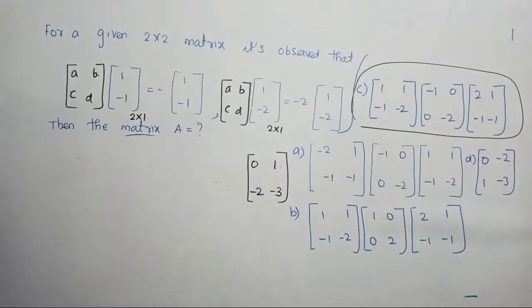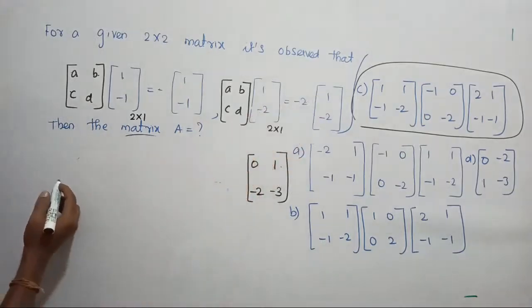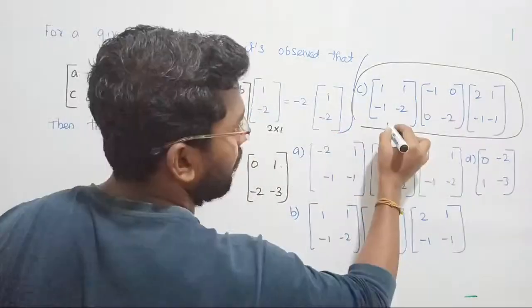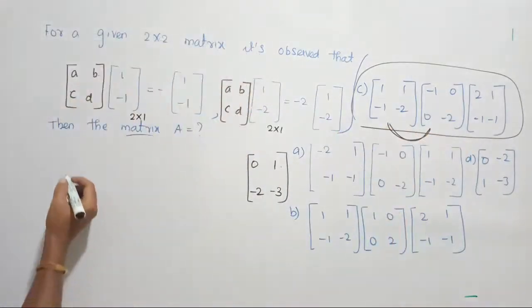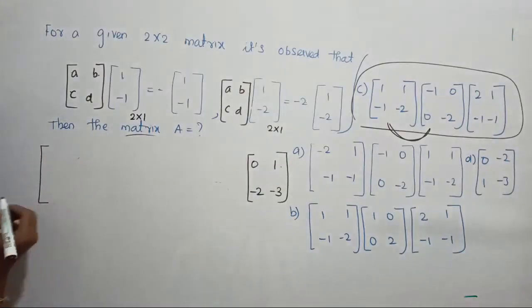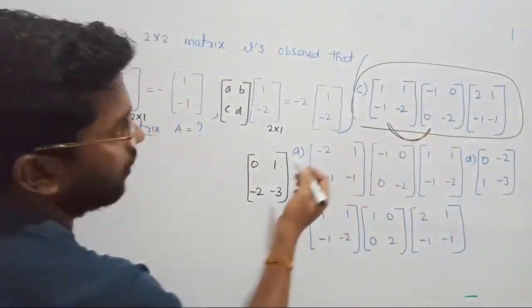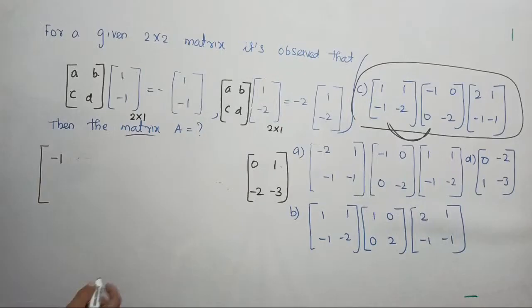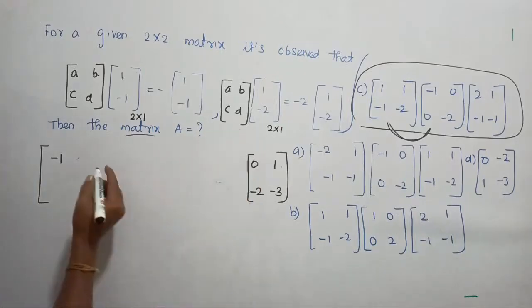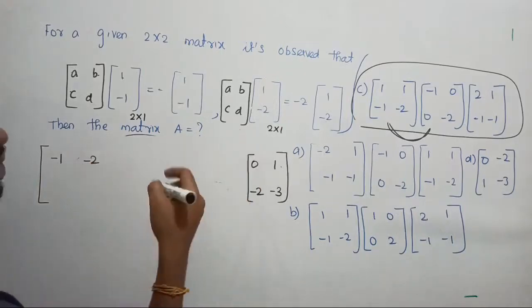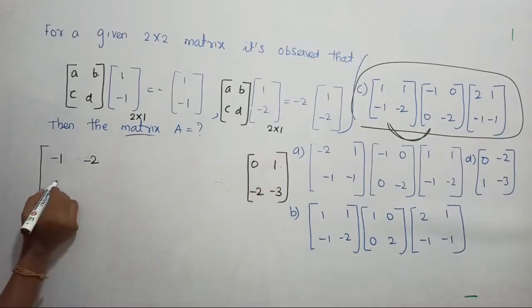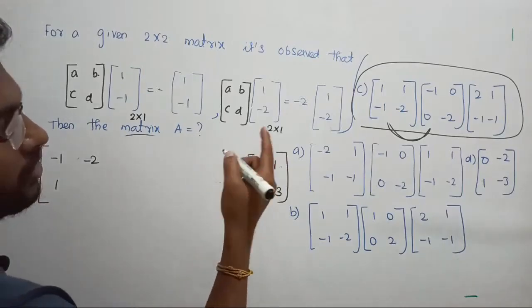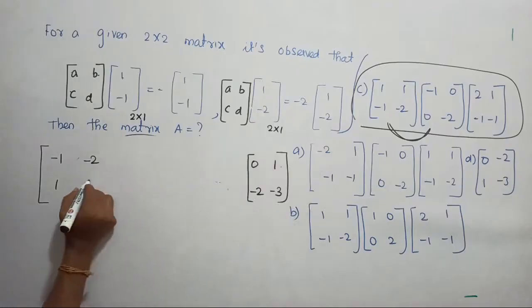Let's check. Take option C and multiply. See, in option C first I will do multiplication. Multiply the two matrices. If I multiply those two matrices, that will become first row with the first column. 1 into minus 1 plus 0 into 1 will become minus 1. 1 into 0 plus 1 into minus 2 will become minus 2. Minus 1 into minus 1 plus minus 2 into 0 will become plus 1. Minus 1 into 0 minus 2 into minus 2 will become plus 4.